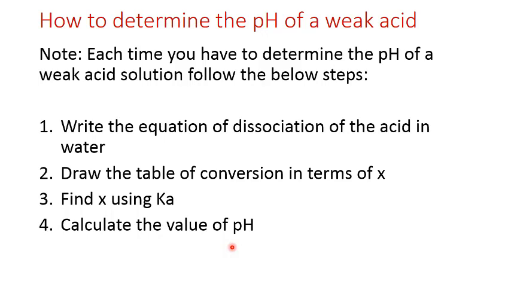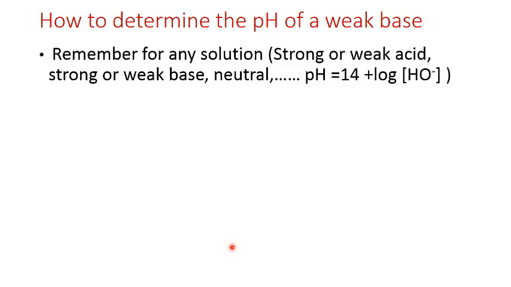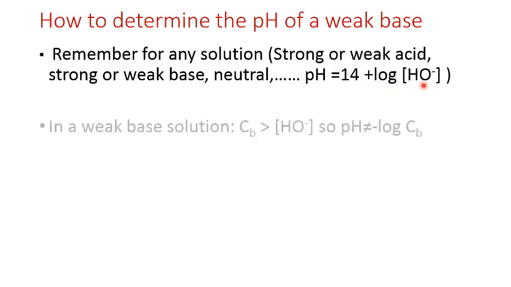Now, how to determine the pH of a weak base in a similar way. Here also, you have to remember that for any solution, strong or weak acid, strong or weak base, you can use this formula that derives from pH equals minus log H3O+. It's easier here because we have a base to use this formula: pH equals 14 plus log of the concentration of OH minus.